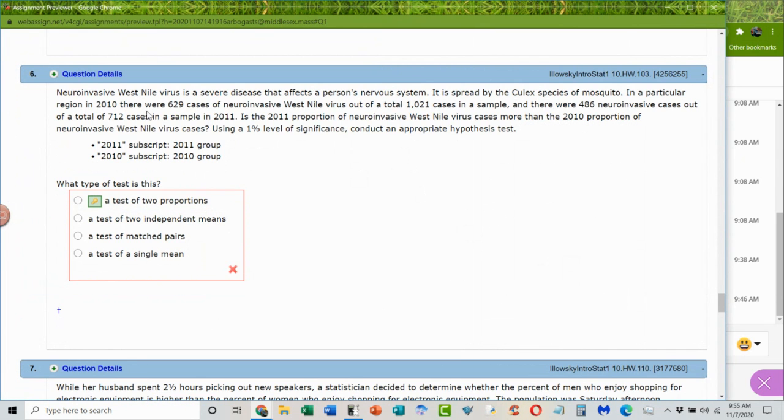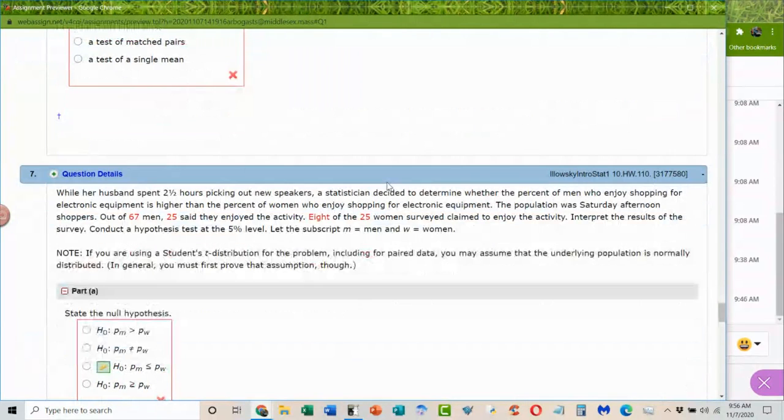In particular, in 2010, there were 629 cases of West Nile virus out of 1,021 cases in a sample. And there were 486 neurovirus cases out of 712 cases in 2011. And they want to know, is the proportion of West Nile cases higher in 2011 than in 2010? Well, they tell you that it's a proportion, and they tell you that there's two of them. So that makes this question pretty easy. We have two proportions, so we have to look at the thing that says we have two proportions.